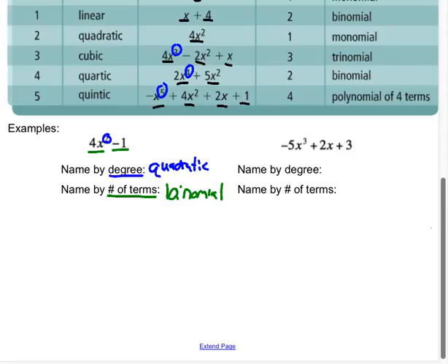So this one, its degree is 3. Degree 3, if you look back at your table, means it is going to be called a cubic. Number of terms, 1, 2, 3, that is going to be a trinomial. So they always get 2 names, okay? So here, cubic trinomial.